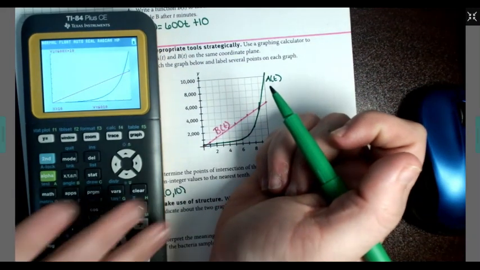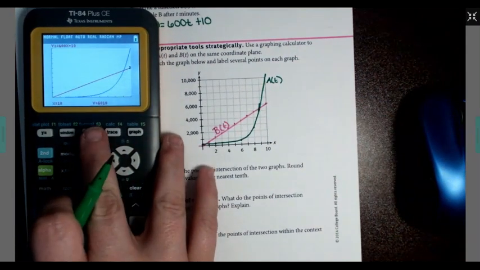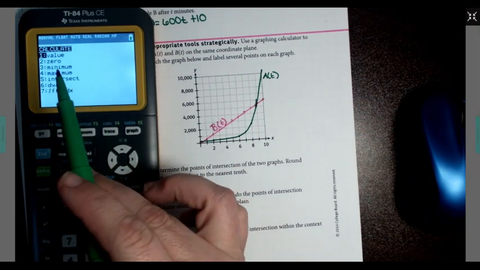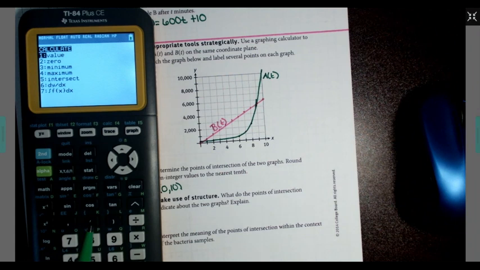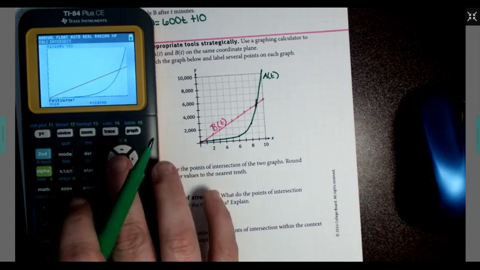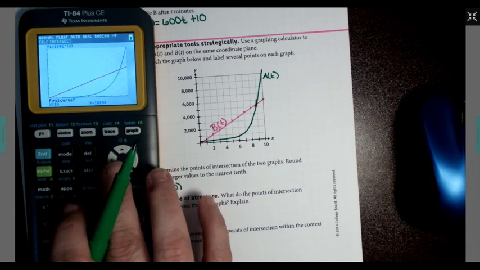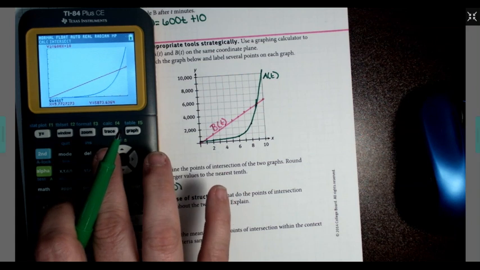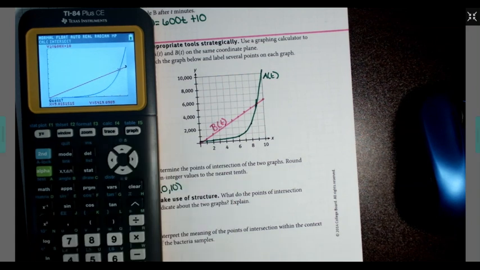So I'm going to actually go to my calculator, and I'm going to go to second calculate. There's an option for intersection. So I'm going to go down to option 5, and it's going to ask me to identify my two curves. My first curve is y1, so I'm going to press enter. My second curve is y2, so I'm going to press enter. And I'm going to get kind of close to where that intersection looks like it is, and I'm going to press enter.